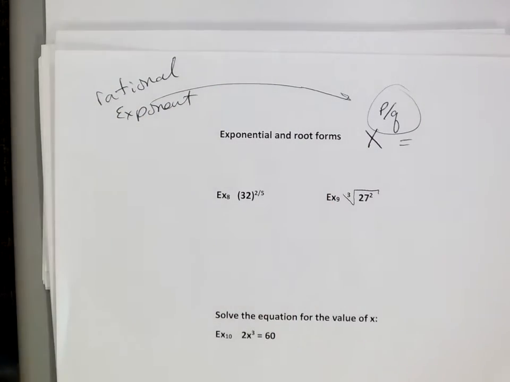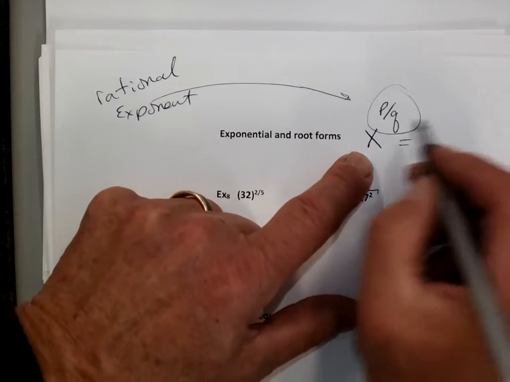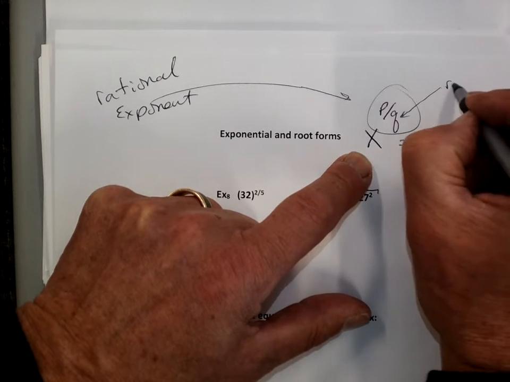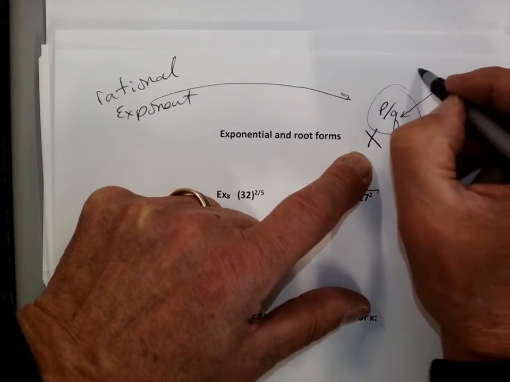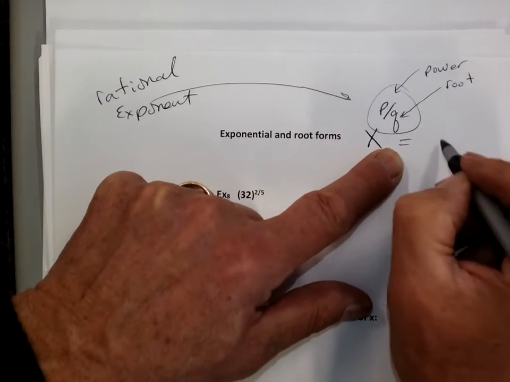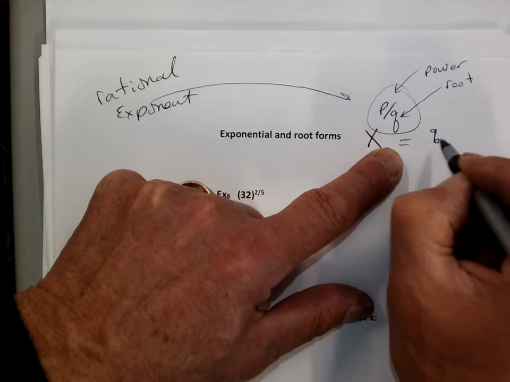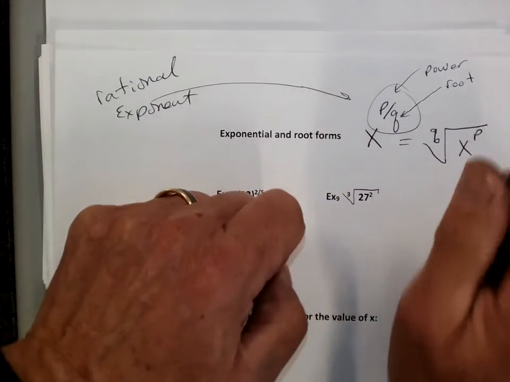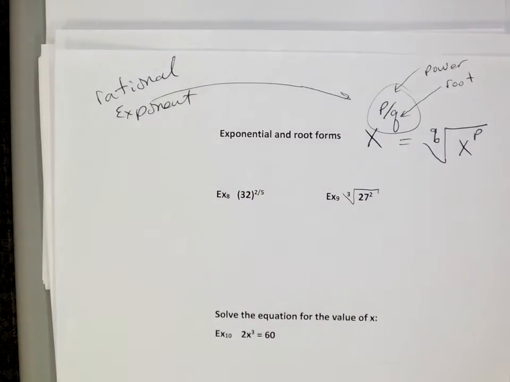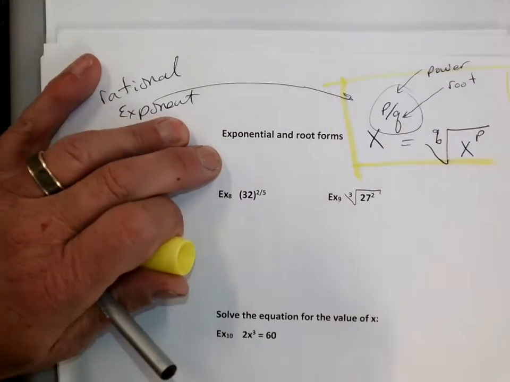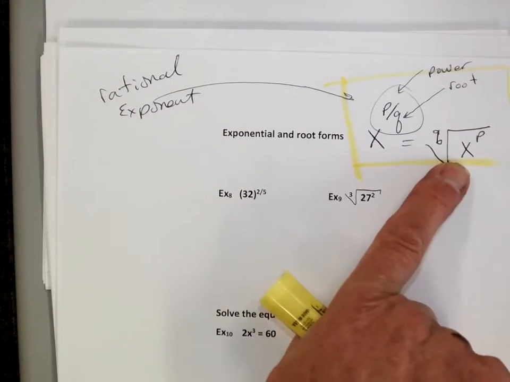The word rational means fraction, so we've got an exponent that's a fraction. So we're going to rewrite this. The bottom number is the root and the top number is the power. So I'm going to rewrite this as the q root of x to the p power. I'm going to highlight that because that is like the lesson. That is the biggie, this little transition from exponential form into a root form.